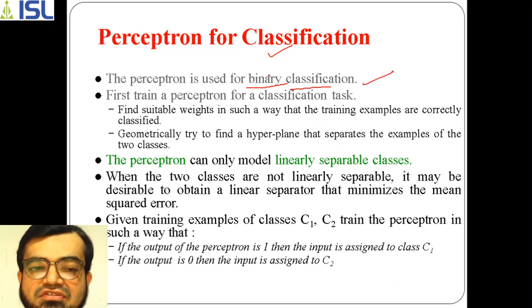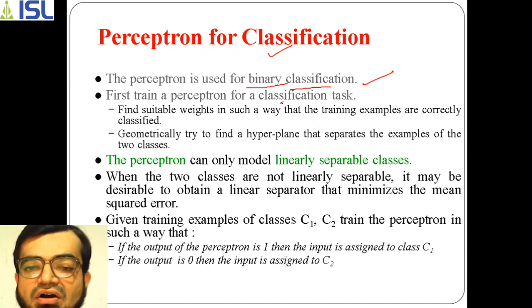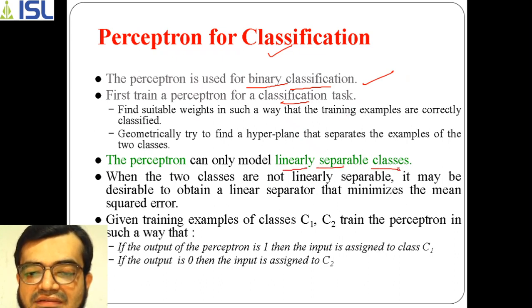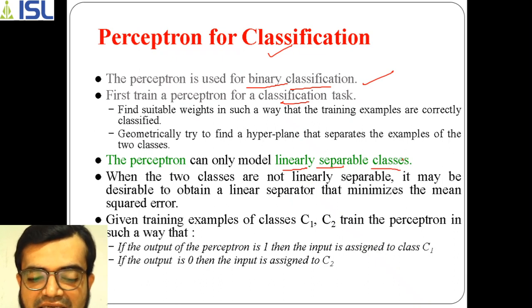So how this works is that the perceptron needs to be trained for classification. That means whatever input you give, you need to classify it into two kinds of categories. Whatever input you have given, you have to categorize into two categories that are separated by a single line. If that is the case, then it is called linearly separable classes. What are linearly separable classes?